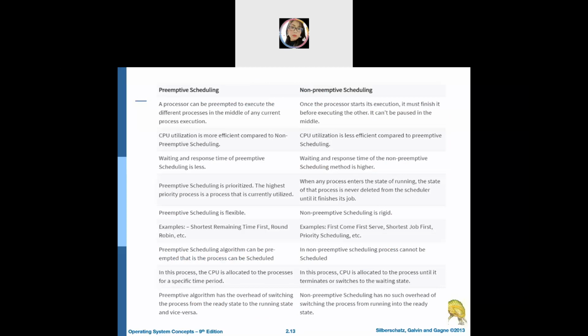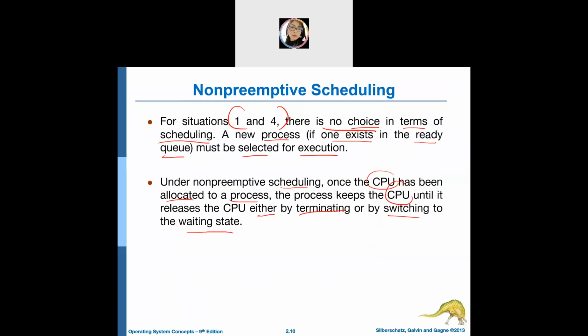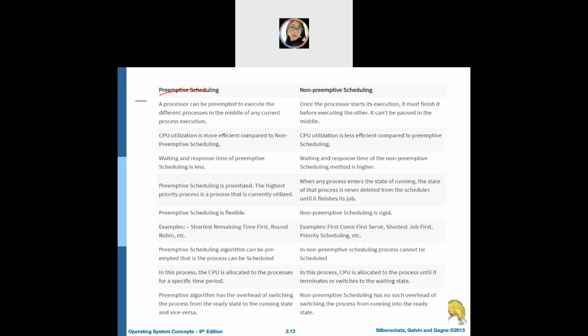So here you can also take a look at the differentiation between preemptive scheduling and non-preemptive scheduling. Just now, the big differentiation is that preemptive scheduling only focuses on situations 2 and 3, whereas non-preemptive covers all situations, 1 until 4, but it happens when there is no choice in terms of your scheduling. The rest you can also see, for example, whether it is flexible or not. All of this you need to understand. Although there are quite many, you need to memorize all the differentiation between preemptive and non-preemptive scheduling.